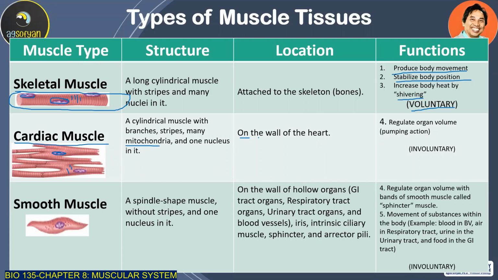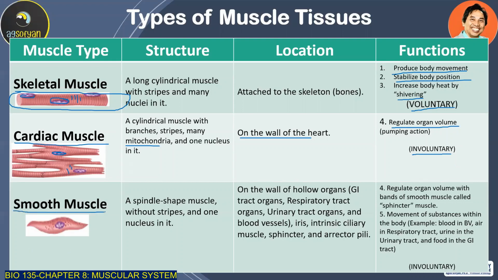Its location is on the wall of the heart, and the main function is to pump the blood, so regulate organ volume. In this case, it is the heart volume. The contraction is involuntary, so we cannot really control this contraction. It will contract by itself automatically.